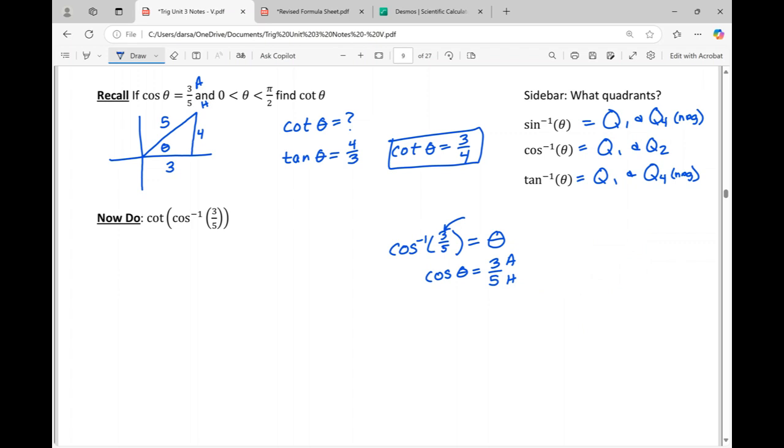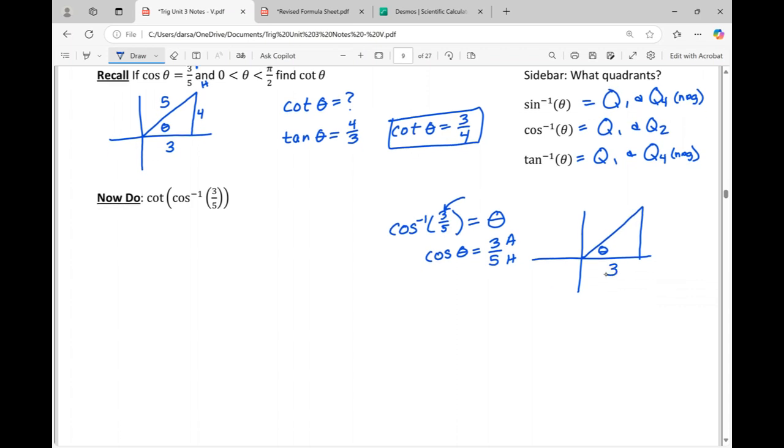Since this is a positive number we plugged into cosine inverse, that means that the angle theta must be in quadrant 1. If it was a negative number in our cosine inverse, then it would have had to come from quadrant 2. What else do I know? We know the adjacent is 3, and we know the hypotenuse is 5. Does this look familiar? Did we just do this? I think we did. So let's use the Pythagorean theorem, and we'll get that this opposite side over here is 4.